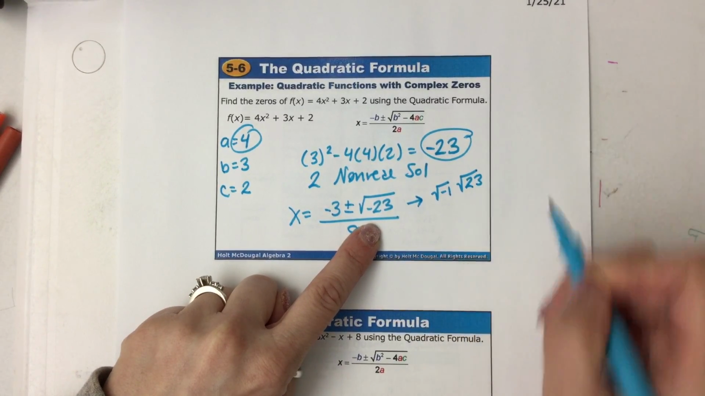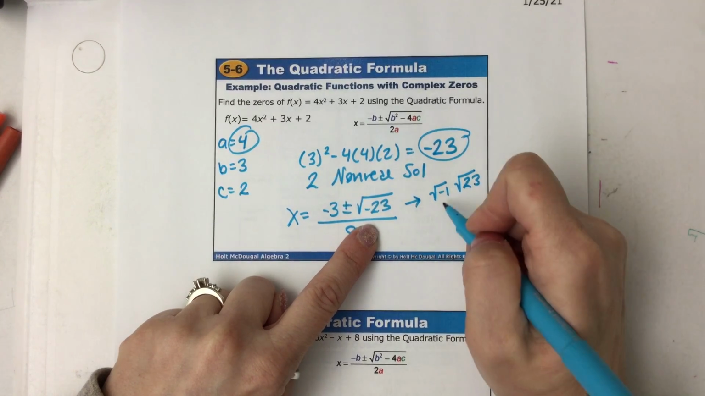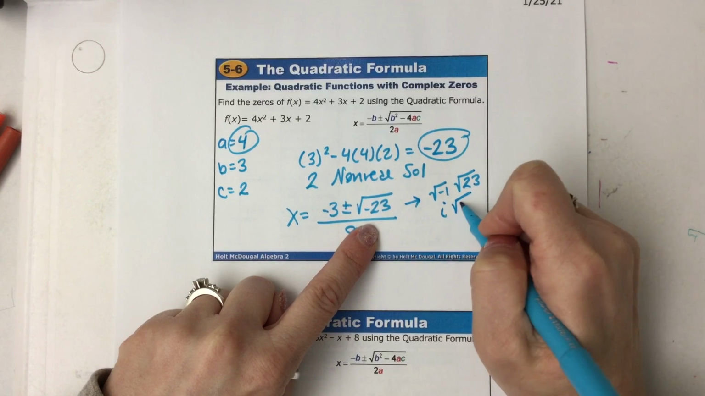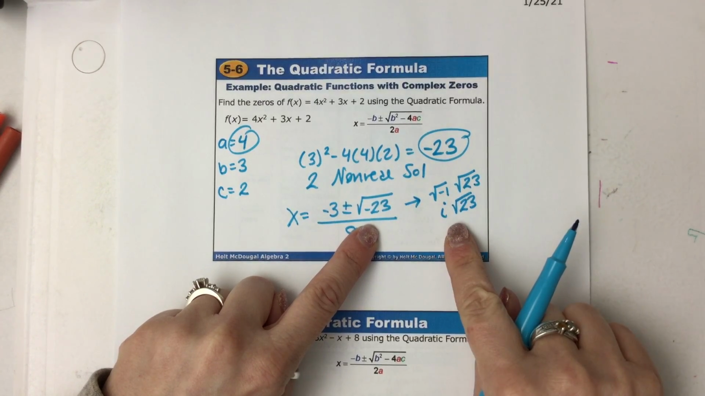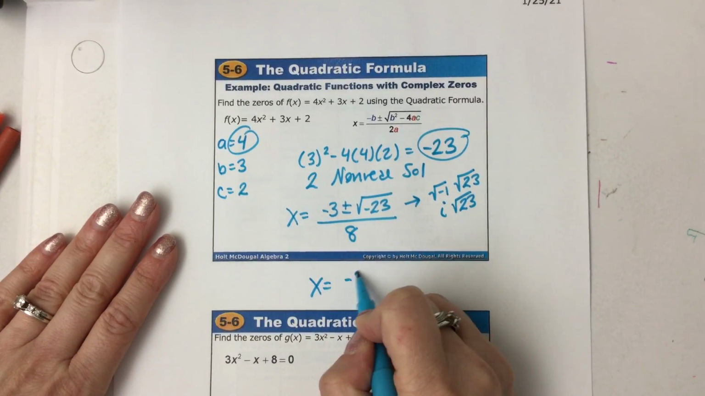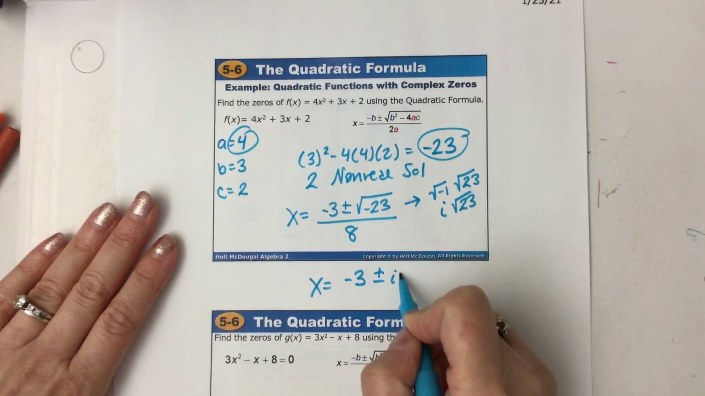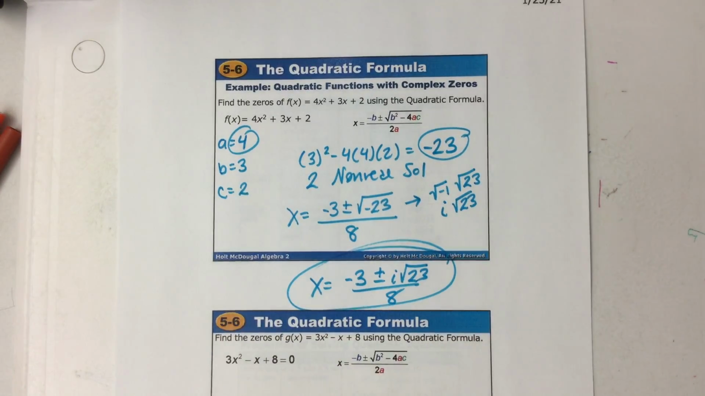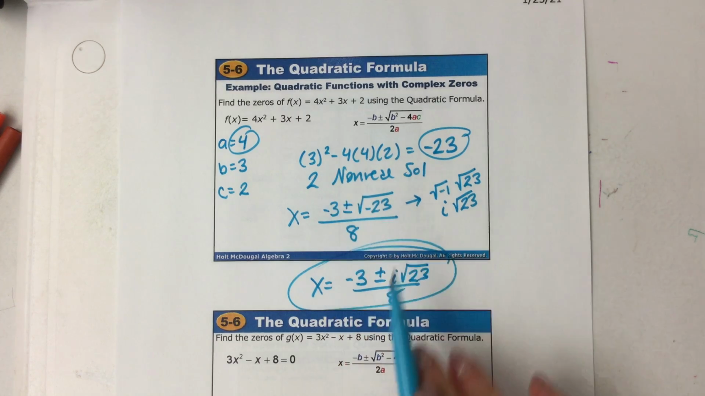So remember, what we need to do is take out that negative 1. The square root of a negative 1 is imaginary. 23 is a prime number, so I can't break it down. So this is really an imaginary square root of 23. So here's your final answer: negative 3 plus or minus an imaginary square root of 23, all over 8. Bam, you're done. Again, it's two answers because one answer would have the plus sign, one answer would have the minus sign.